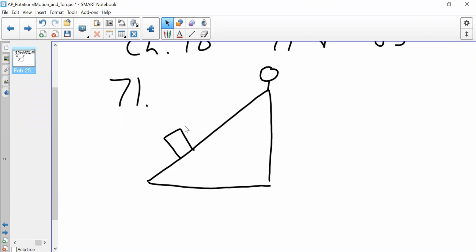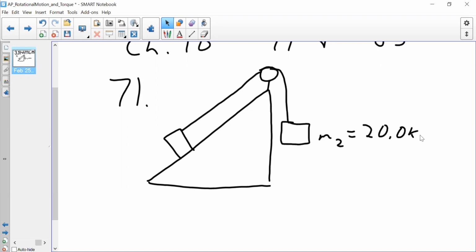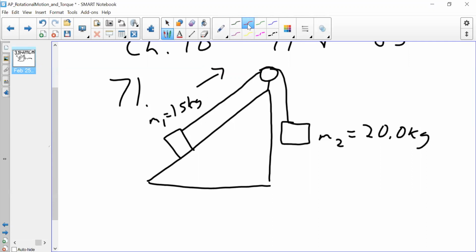And so pulley all the way up, and then we have this guy falling down like so. So mass 2 is 20 kilograms. Mass 1 up the ramp, 15. And the acceleration is up the ramp like so. Two meters per second squared.